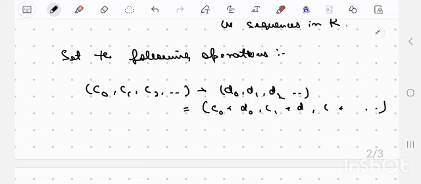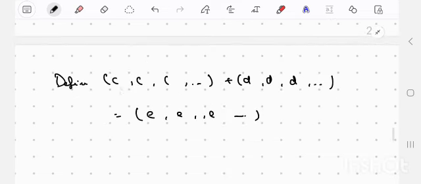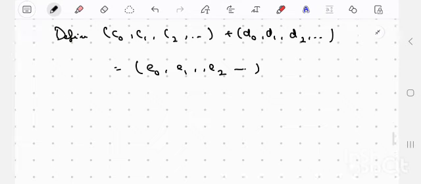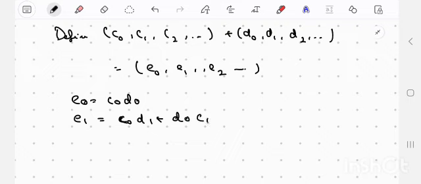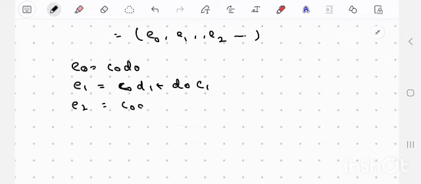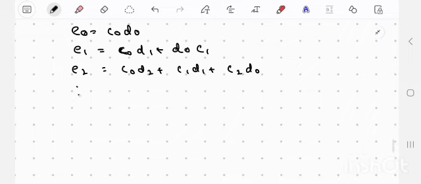So the sum is C0 plus D0, C1 plus D1, C2 plus D2. And for the product we have E0, E1, E2. So E0 is basically C0 times D0. E1 is basically C0 D1 plus D0 C1. E2 is basically C0 D2 plus C1 D1 plus C2 D0. So and so on. En will be the sum of Ci Dj such that i plus j is equal to n.